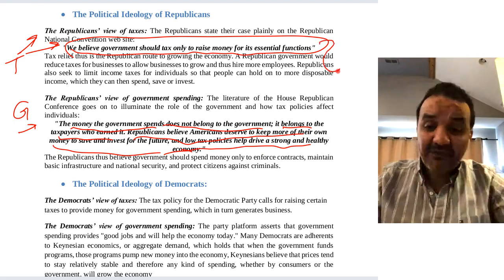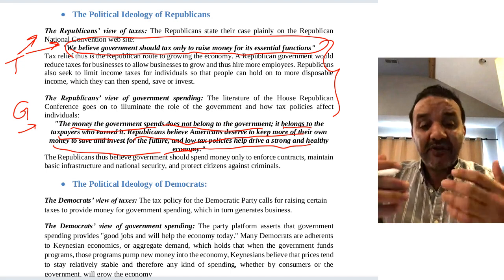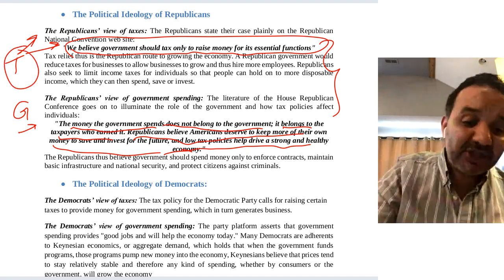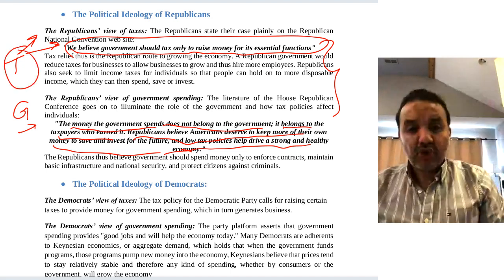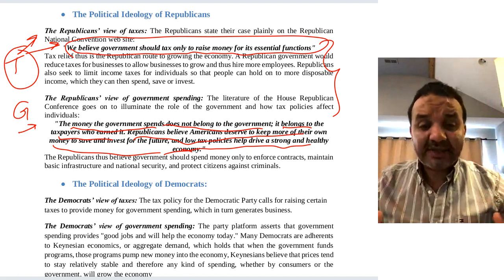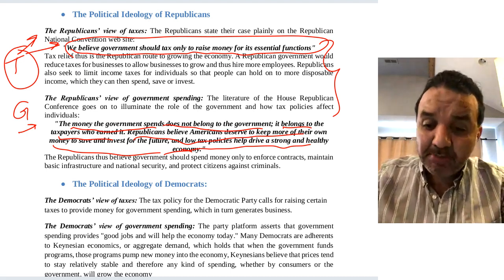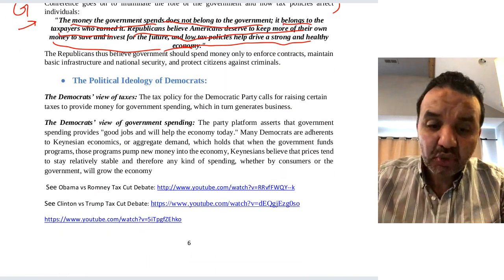So from these two quotes, you can guess that Republicans usually favor the tax tool compared to the government spending tool. They believe that cutting taxes is more efficient in stimulating the economy. Let's compare this with the view of the Democrats.